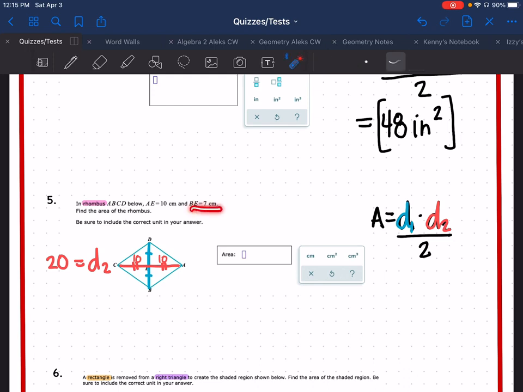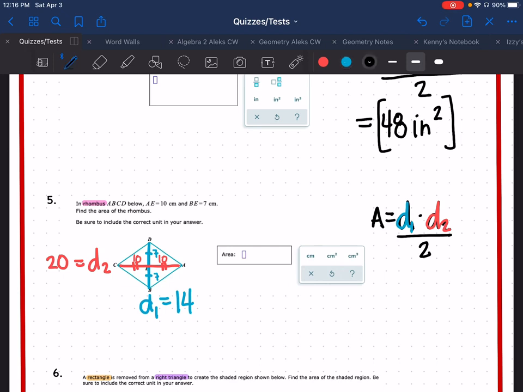All right, hold on. Let's keep reading. And BE is 7. So if we know that this is 7, so we know this is 7. So that means we know that D1 is 14. 7 plus 7.